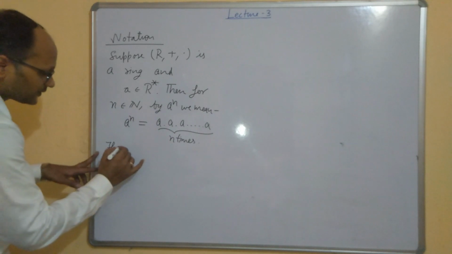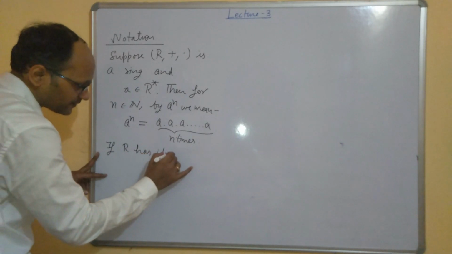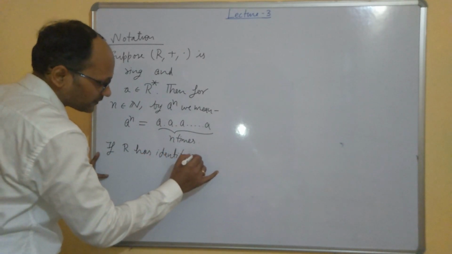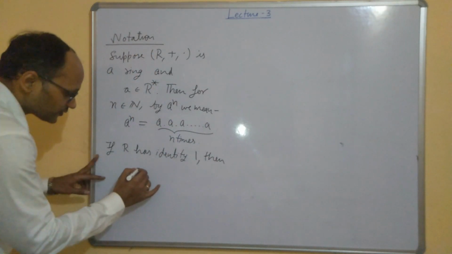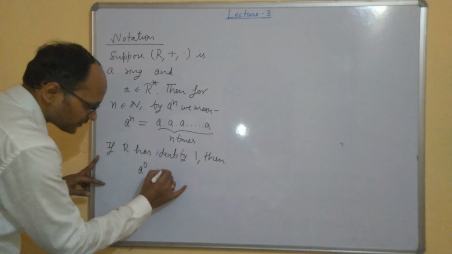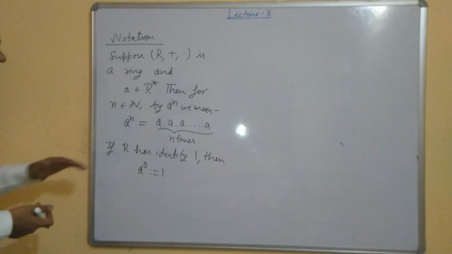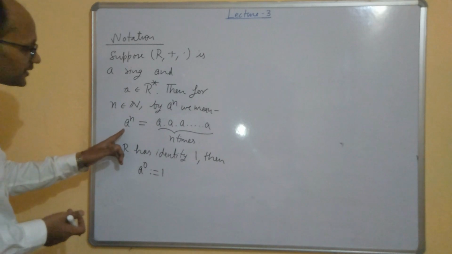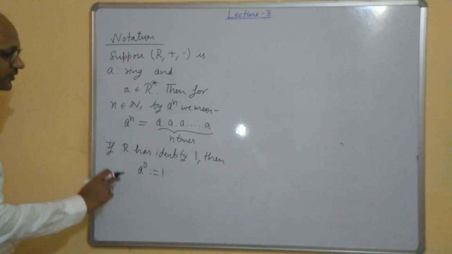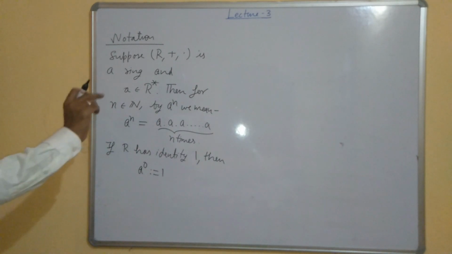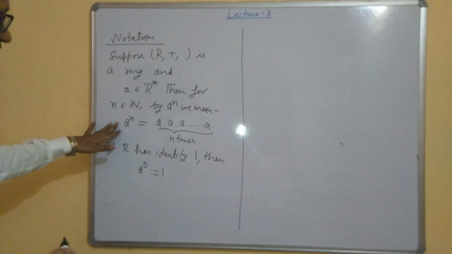If R has identity, which we usually denote as 1, then we can also define a to the power 0 to be 1. So if there is identity, then by a to the power 0 we mean 1. We cannot write negative powers because we don't know whether the inverse of this element exists or not. So if the inverse of this element exists, then we can talk about a to the power minus 1 or a to the power some integer, that is negative integer. Positive integer is always defined.